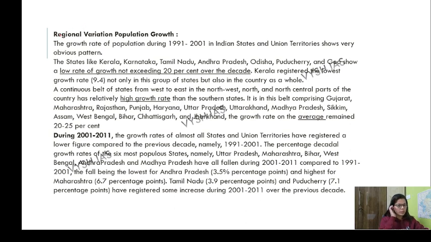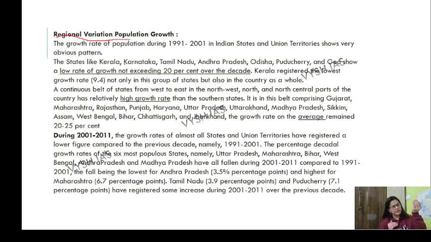The topic we are going to discuss from chapter number 1 is regional variation in population. As you all know, the growth rate of population between 1990 and 2011 in Indian states and union territories shows very obvious patterns. What we are going to discuss here is regional variation in population growth, that is, how the growth of population varies in India regionally.